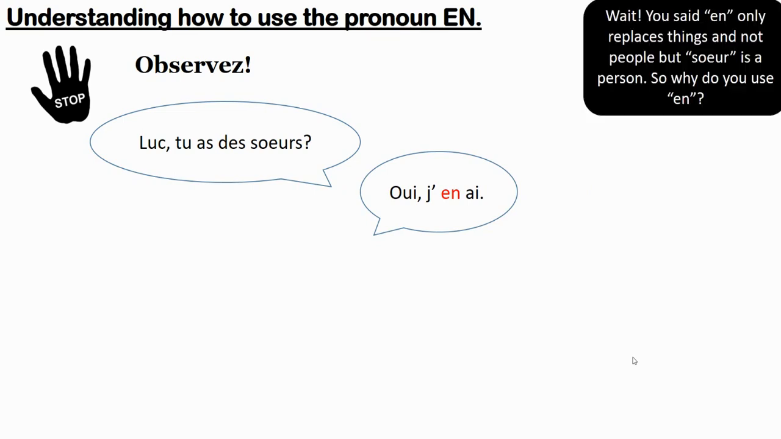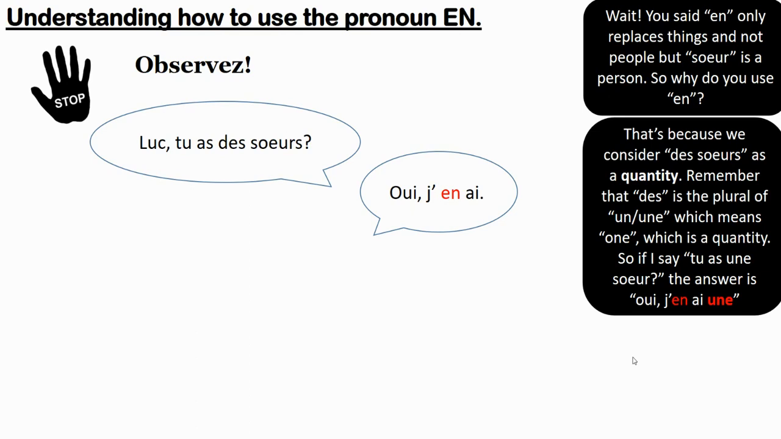But Madame Sophie, you said that en can only replace things and not people, but the word sœur, which is sister, is a person. So why do we use en here? That's because we consider des sœurs as a quantity. Remember that des is the plural of un or une. And un, une means one, which is in itself a quantity.